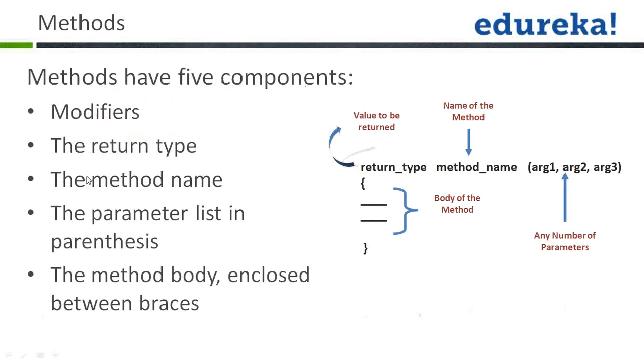Now the parts of the methods. Your methods have 5 components. One is the modifier. Modifier provides the access permission to your method. We'll be discussing modifiers in the next slide.